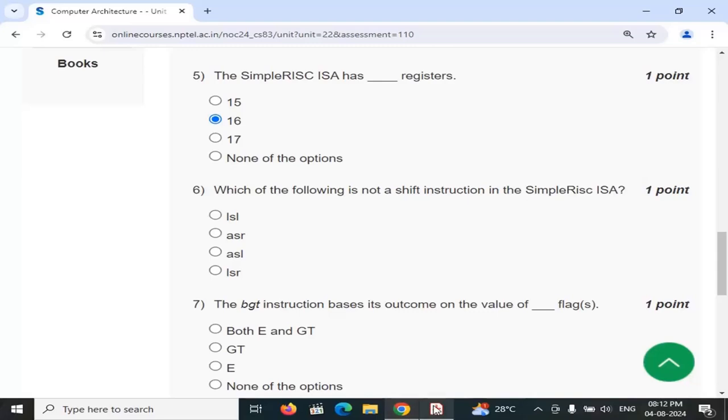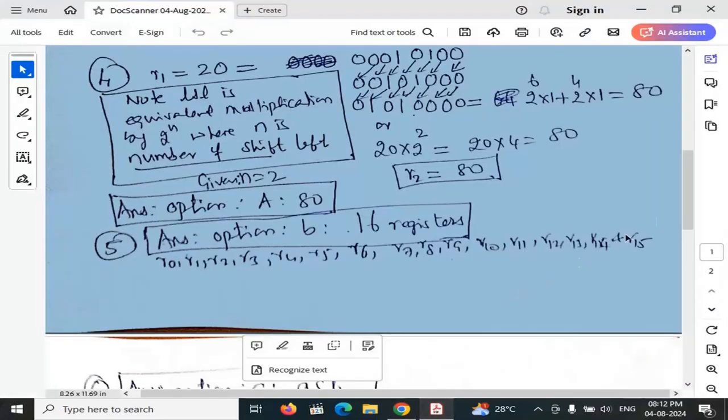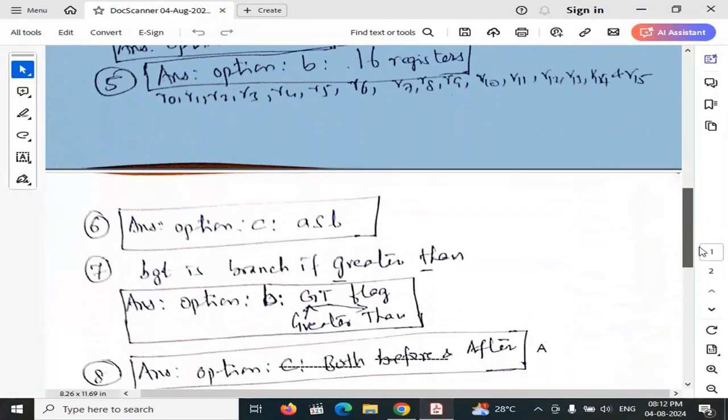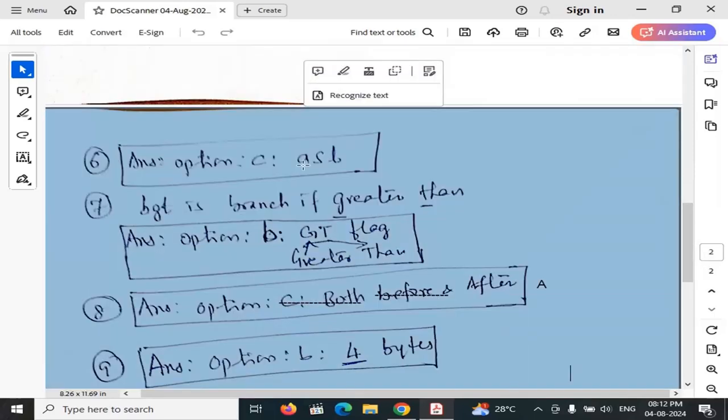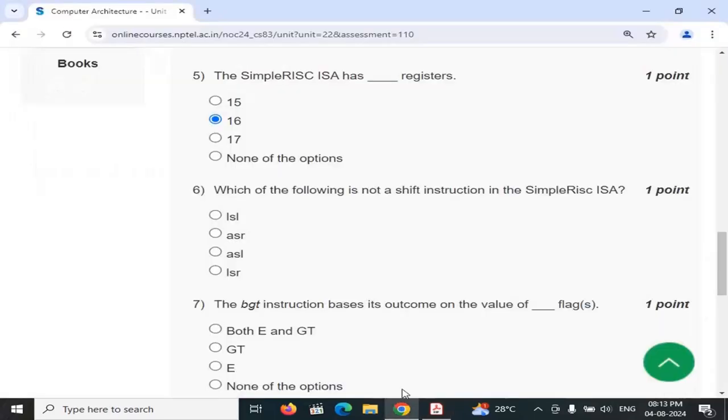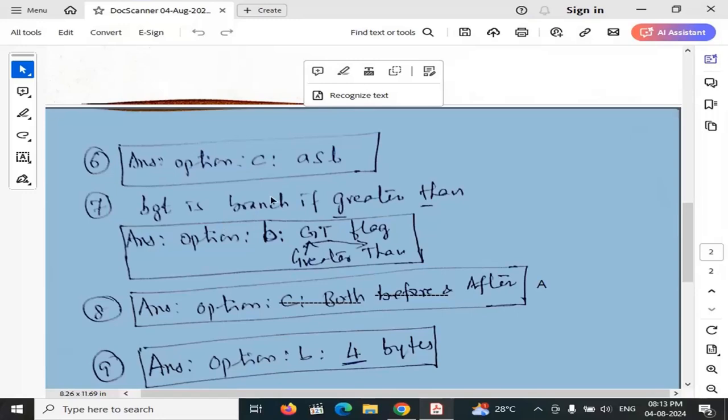Sixth one: which of the following is not a shift instruction in the simple RISC ISA? Option C, ASL. This one is logical shift left, and this is logical shift right, but ASL is not an instruction. So the answer is option C.